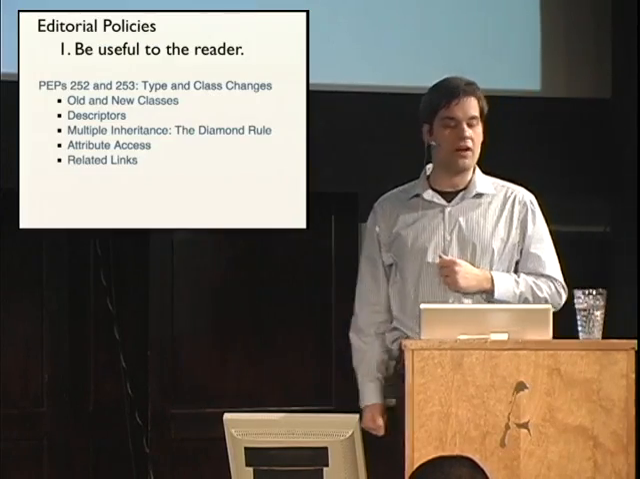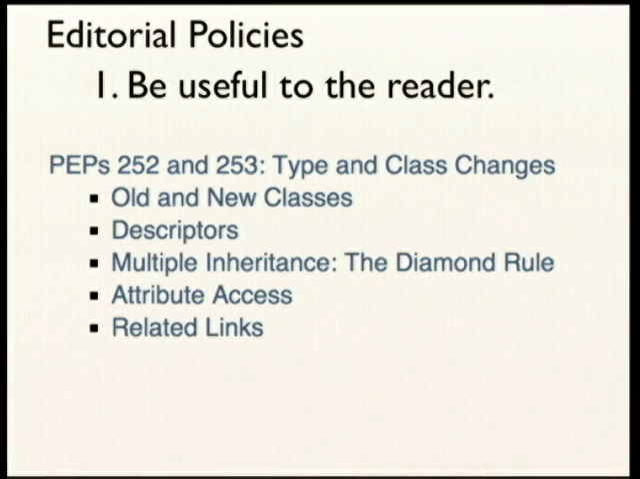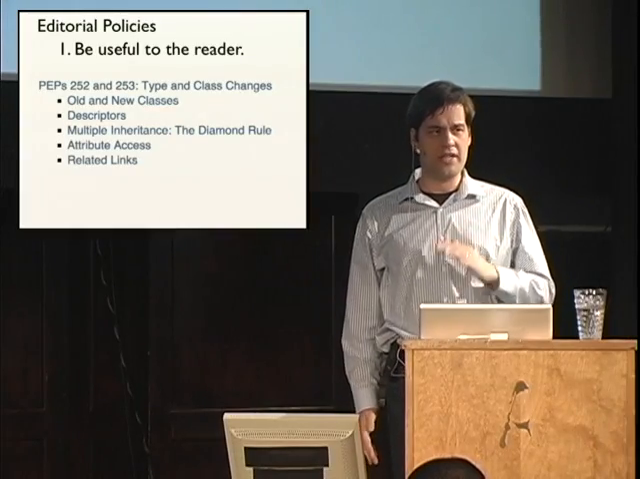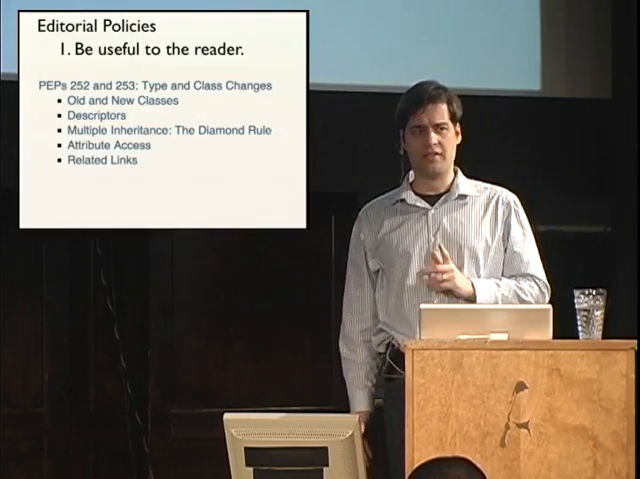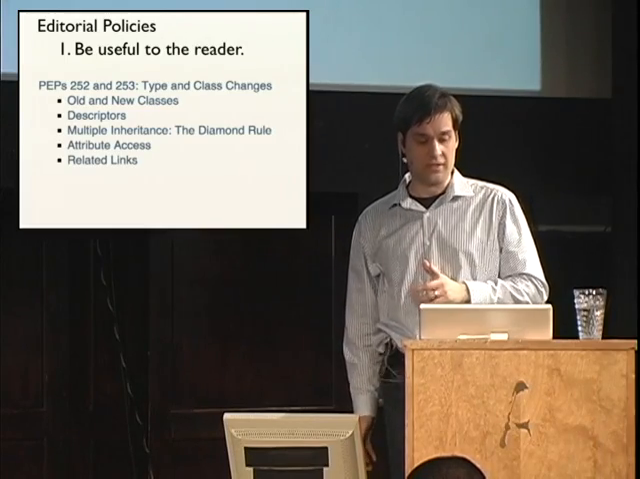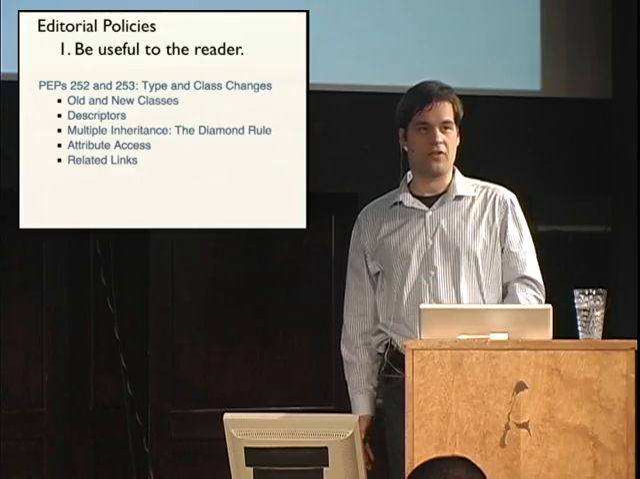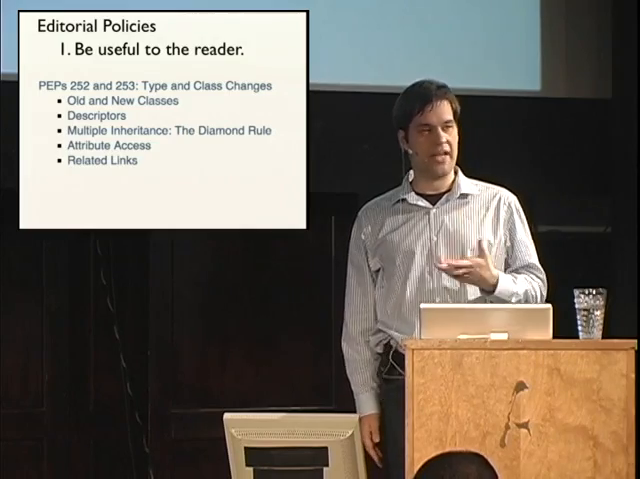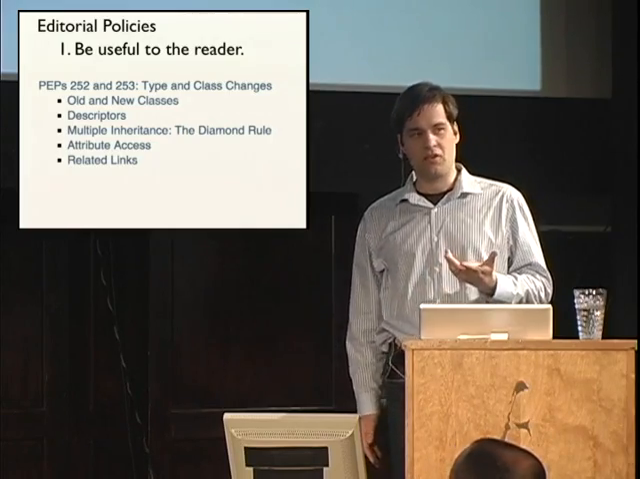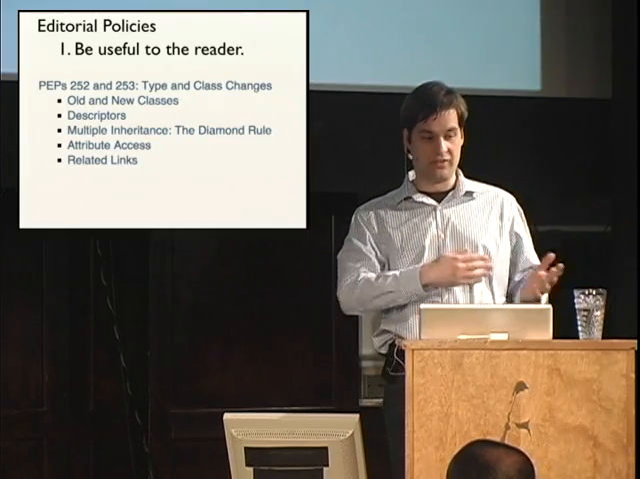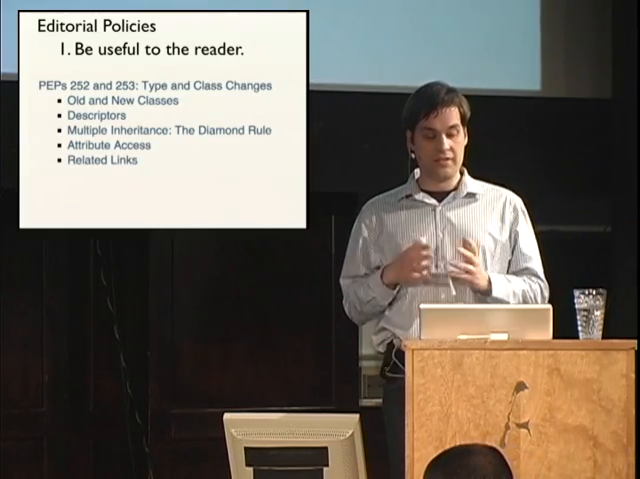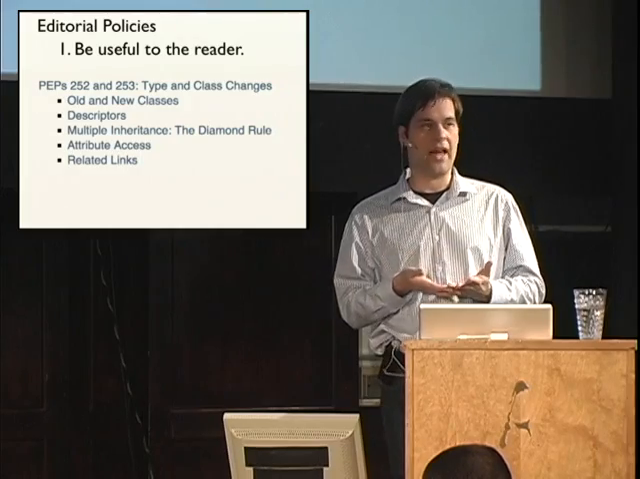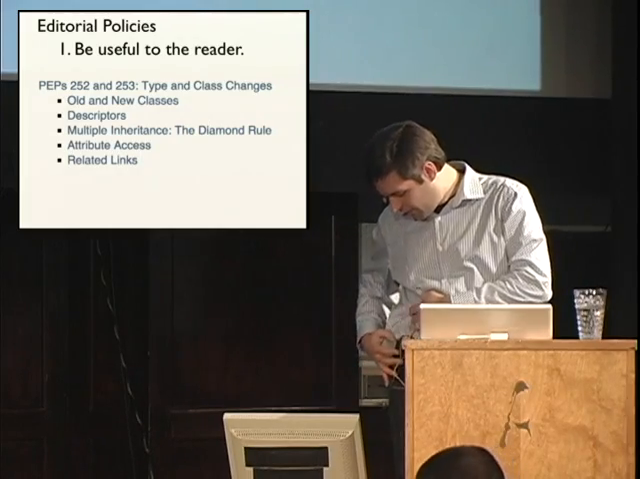So my one big overarching editorial policy was be useful to the reader. My imagined reader was an intermediate Python developer, but not necessarily a computer science graduate or someone who followed Python core development at all. And so this meant that I had to explain and motivate new features. So going back to Python 2.2's type class unification, I had to describe the benefits of what that meant. It meant you were now able to subclass types like Python.